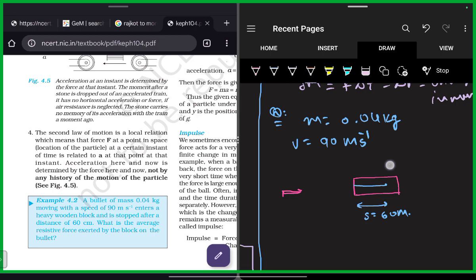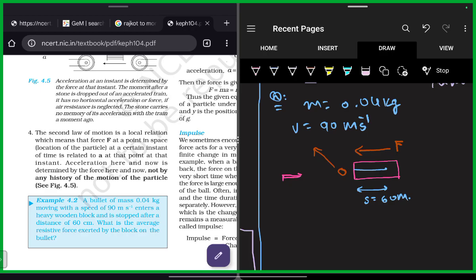So let's say the resistive force is in this direction, and here the velocity of this ball is 90 meter per second. So we need to find out the average resistive force. The force is given by ma, right? So if we can find out the acceleration, we can find out the resistive force. Here the distance is given, that is 60 meter. Initial velocity u is given, that is 90 meter per second.